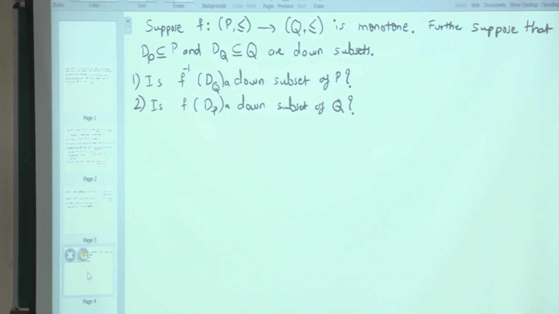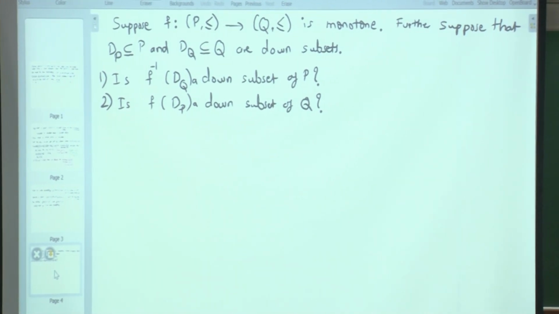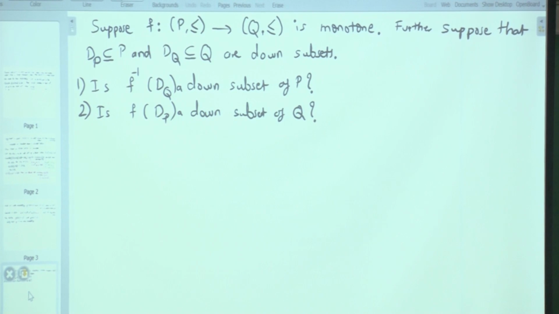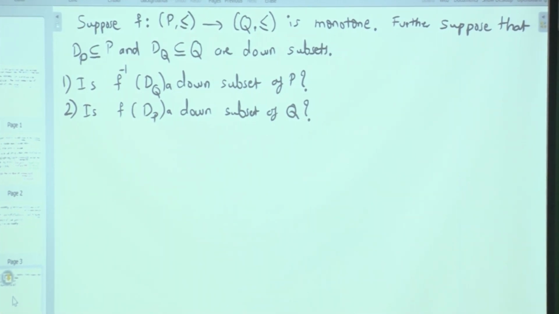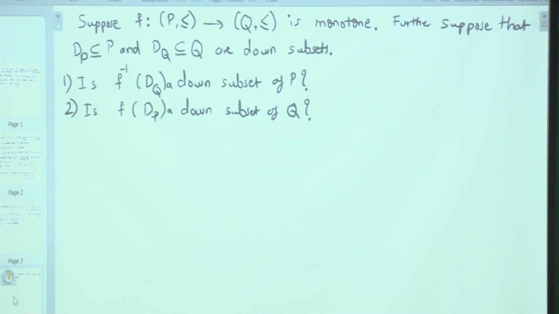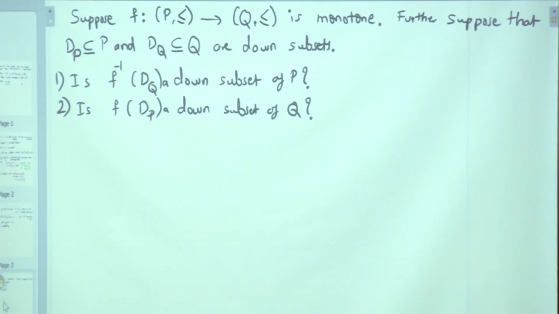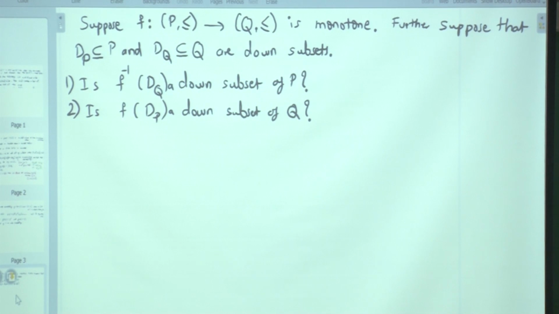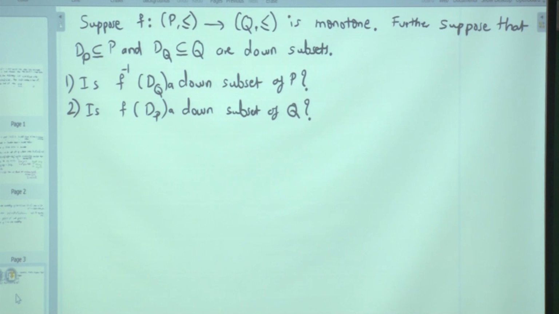Then let's go forward. Now this is an interesting question. Suppose we are given a monotone function, then does a monotone function preserve downsets under direct images and under inverse images? So let's first consider the inverse image. If dq is a down subset of q, then is f inverse dq a down subset of p? Yes or no? Yes.